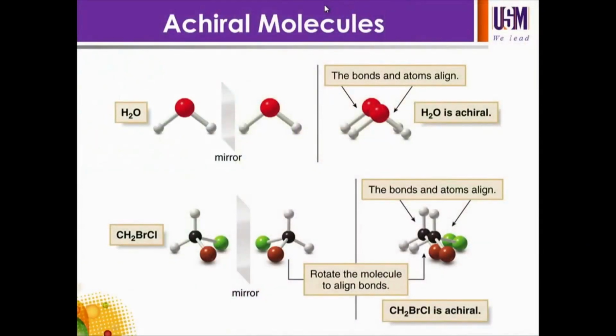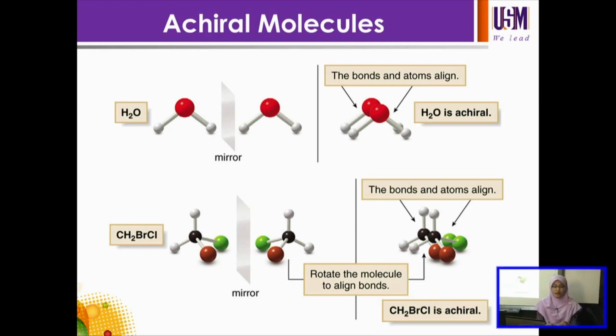So when you rotate the molecule to align bonds, the bonds and atoms will be aligned. Okay, so bromochloromethane is actually achiral.